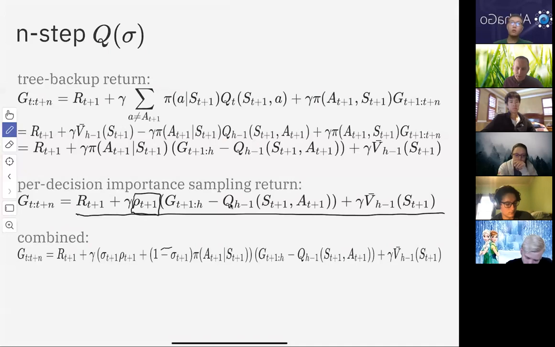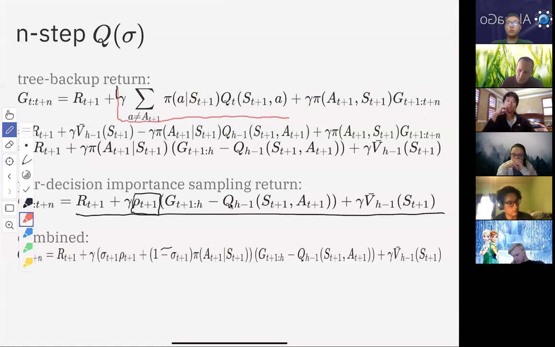The tree backup return, we started with this first line that is basically just a restatement of what we had. So the immediate return plus the discounted weighted sum of all the actions we didn't take, plus then a discounted probability that we did take the action that actually happened, times the sum from that point. Well, we can rewrite this.